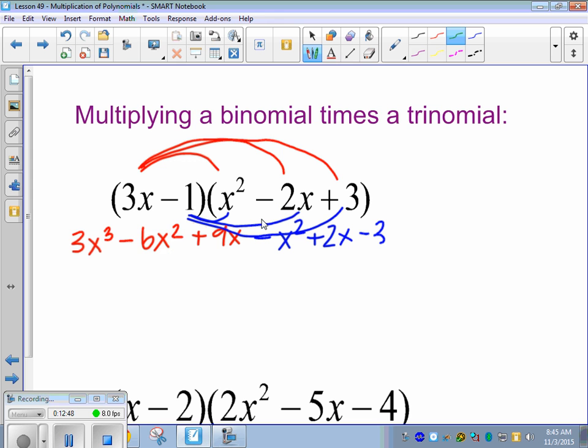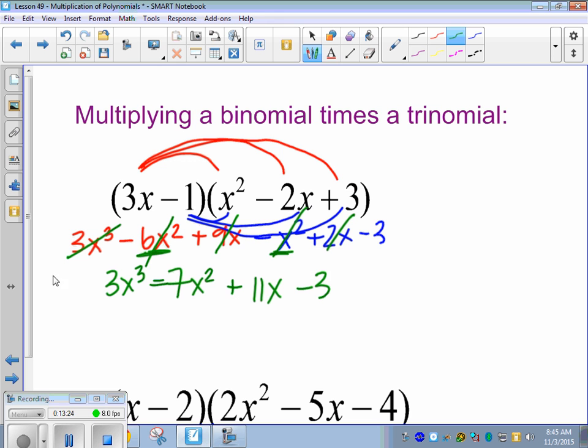So descending order, so we want to start with the x cubed term. We only have one x cubed term, so that's pretty easy, so we just rewrite it. So 3x cubed, got that one taken care of. Next up in line would be the x squared terms. So I have negative 6x squared, negative 1x squared is going to give me negative 7x squared. Now I need just the regular x's. 9x plus 2x gives me plus 11x. And then finally, we have this negative 3. It doesn't have any friends, so it just goes down by itself. This will be my final answer. All my like terms are combined. We have it fully simplified.